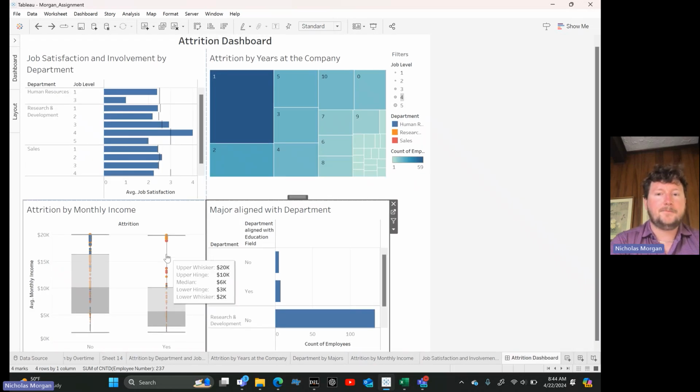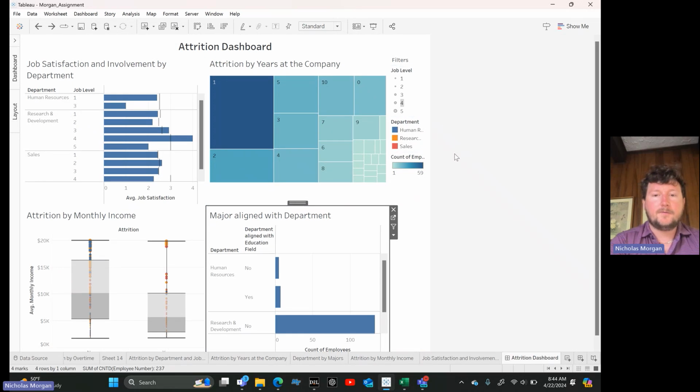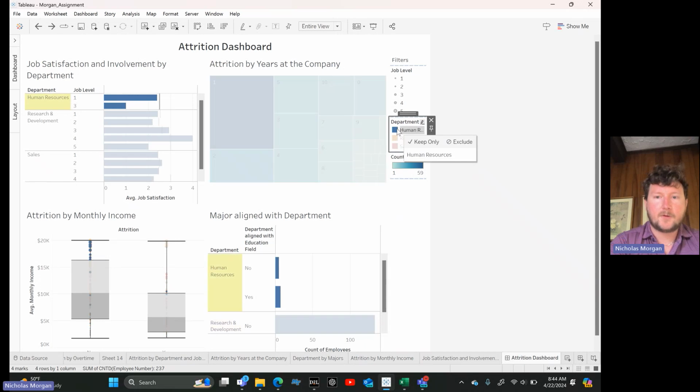But yeah, I added where you can highlight the departments, I really like that.